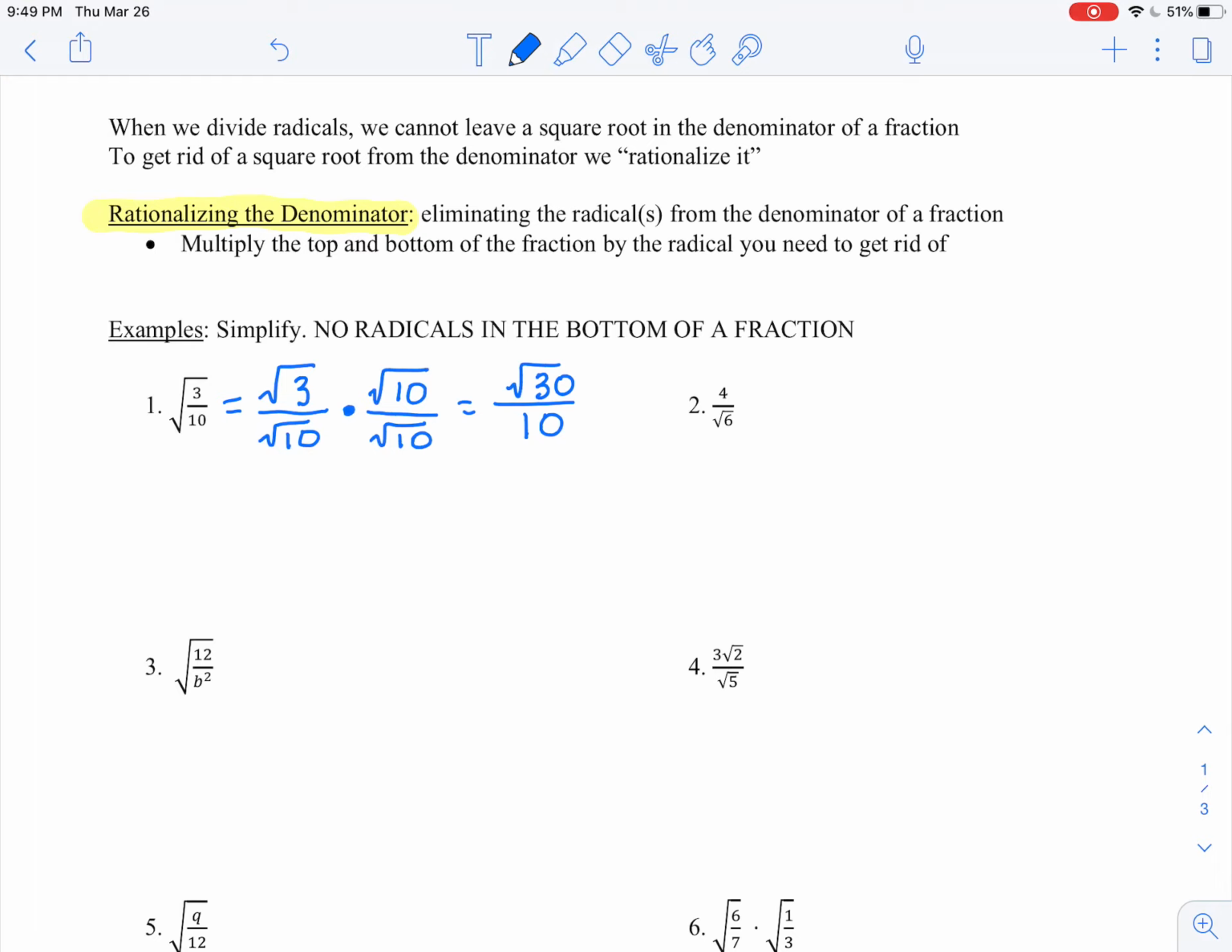And then we also have to make sure that we can't reduce the fraction because the 30 is underneath of the radical sign and 10 is not. We cannot reduce those things. Remember, outside numbers stay with outside numbers, inside numbers under the radical stay with inside numbers, but we can't combine them together. So this is our final answer.